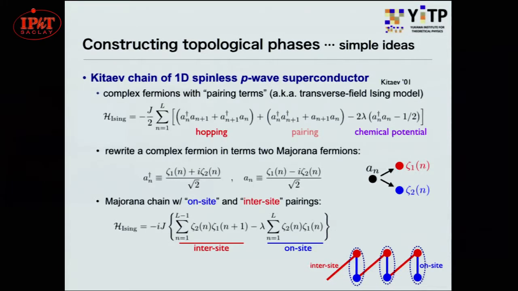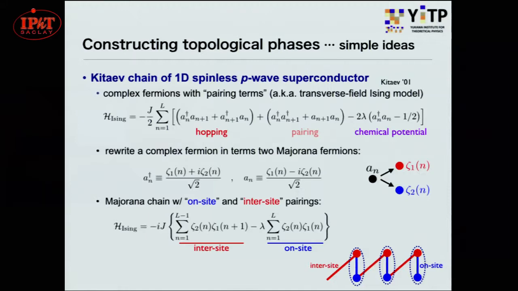So the key step is to rewrite these complex fermions in terms of Majorana fermions in this way. We have a combination of two Majorana fermions, c1 and c2, to construct a single complex Dirac fermion this way. So in terms of these Majorana fermions, my Hamiltonian can be written in this way. We have an intersite pairing term written here, which comes from the hopping term and the pairing term. Then we have an on-site pairing term, which comes from the chemical potential term. So graphically, my Hamiltonian is written like this.